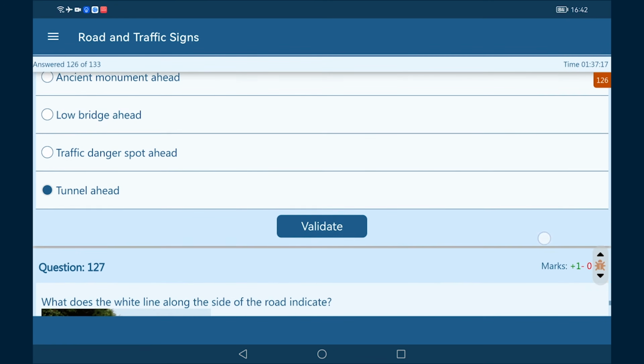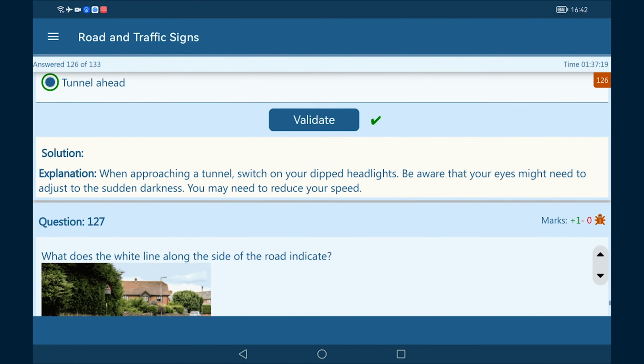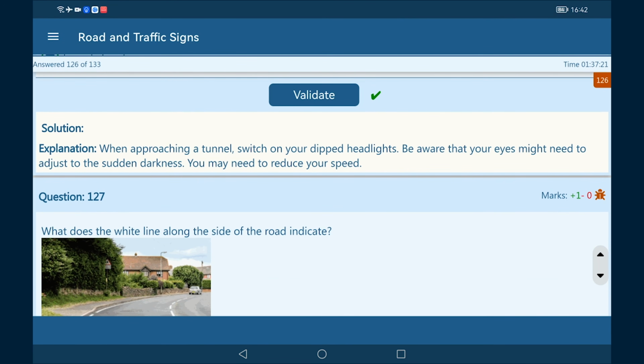Explanation. When approaching a tunnel, switch on your dipped headlights. Be aware that your eyes might need to adjust to the sudden darkness. You may need to reduce your speed. Question.